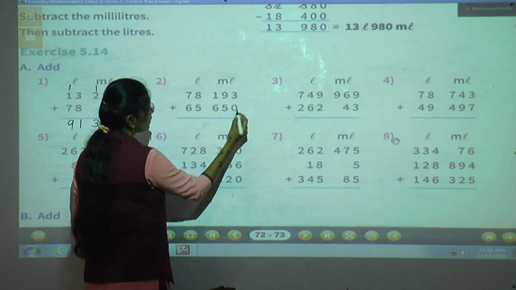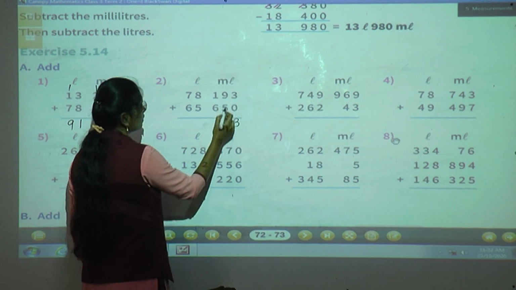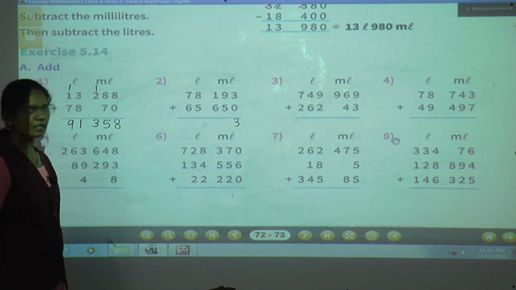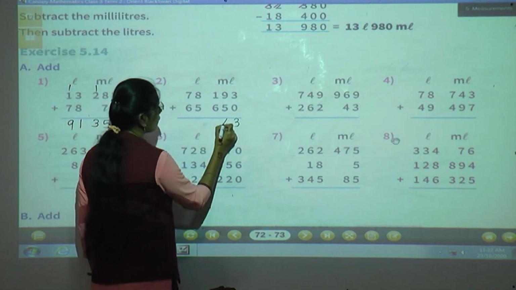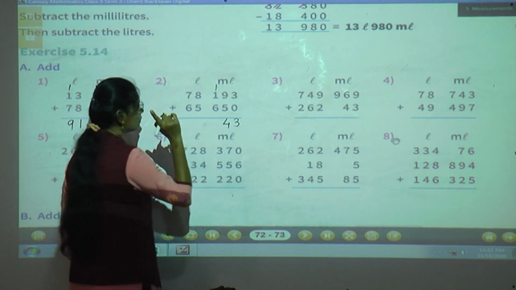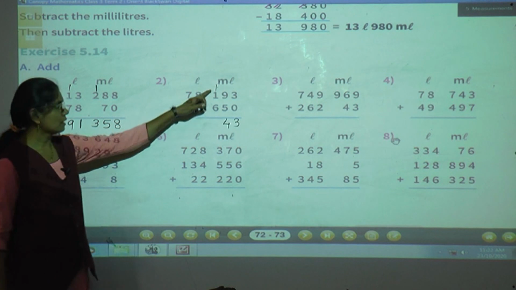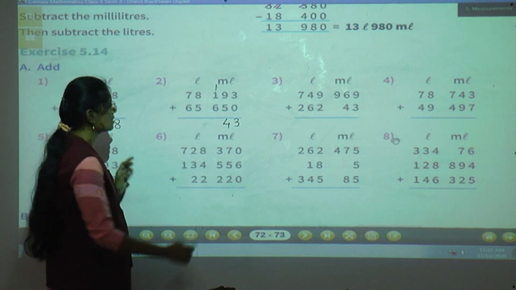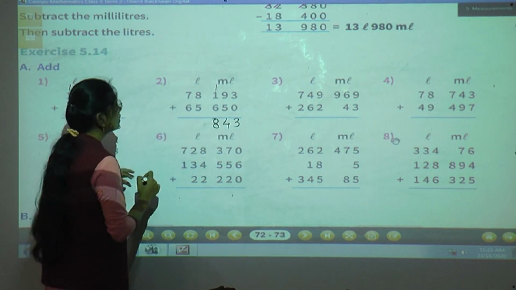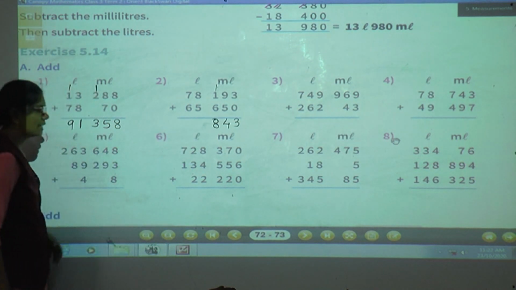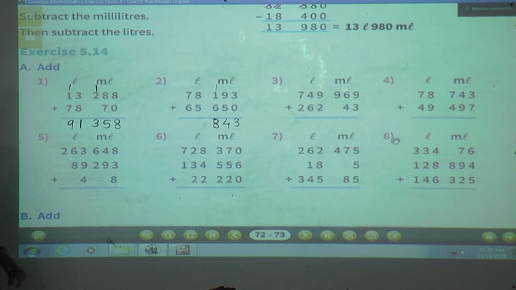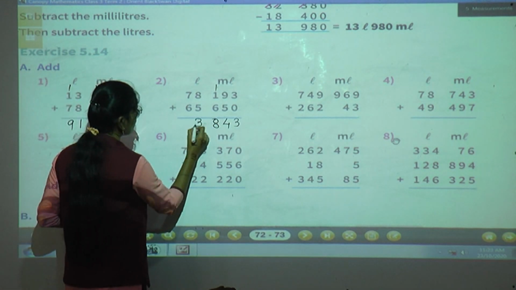See here 3 plus 0, 3. 9 plus 5. Yes, after 9, count your 5 fingers. 9 plus 5, 14. So here we will write 4 and we will give 1 carry. Then 1 plus 1, 2. 2 plus 6, 8. Then see the liters column. Here 8 plus 5. 8 plus 5, yes, 13. Correct.